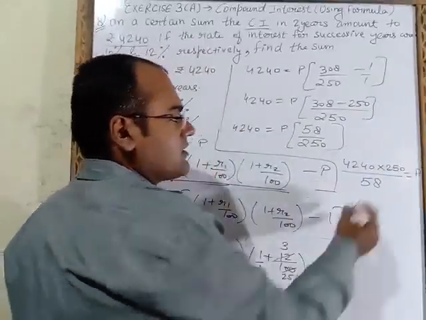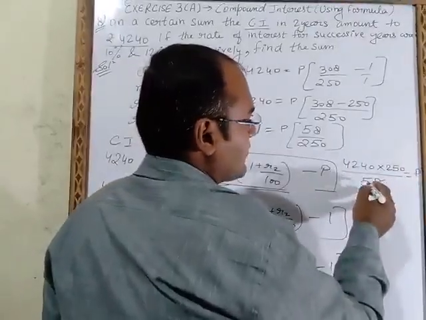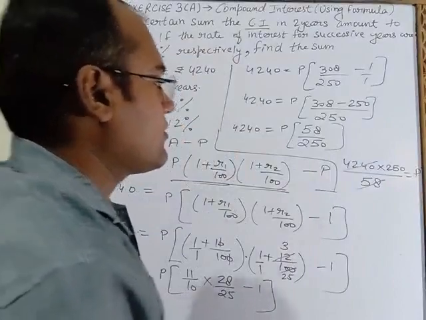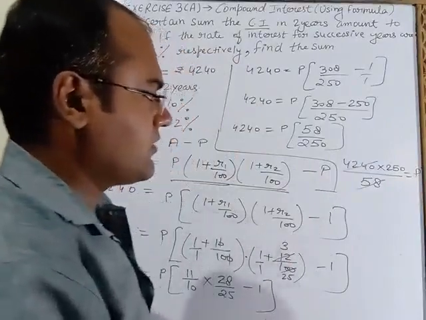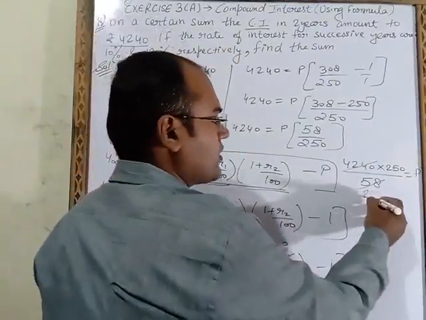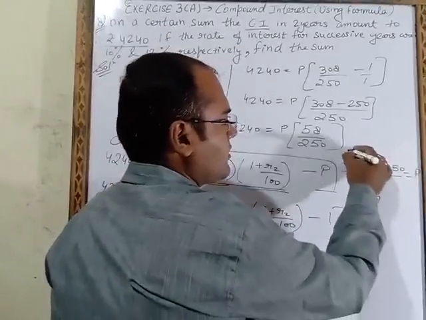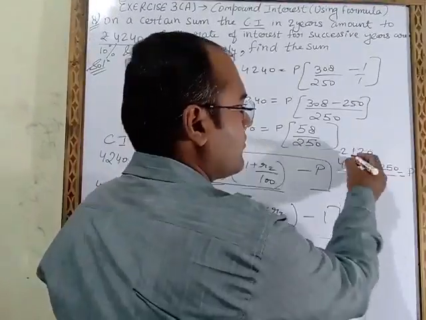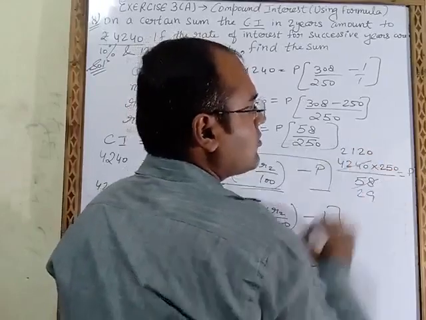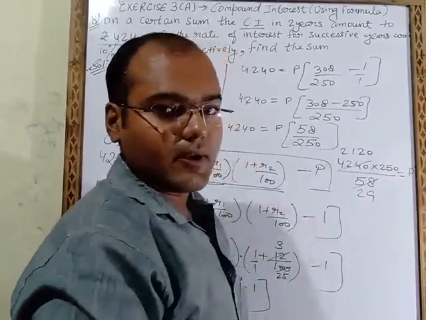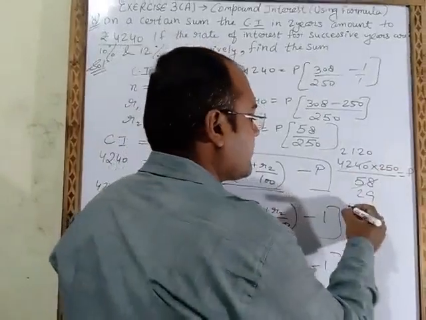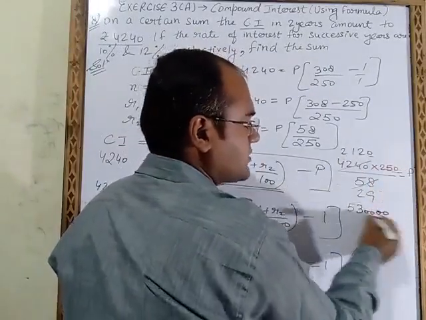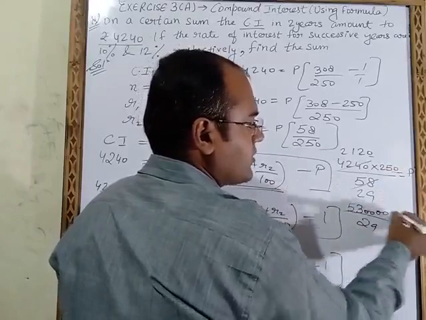Now we will cancel these numbers, 58 and 4240. We will cancel it with the table of 2. 2 4s are 8, 2 9s are 18, 2 2s are 4, 2 1s are 2. Now we will multiply 212 into 25. So on multiplying these two, we will get 5300, and these last two 0s will come at last, upon 29 is equal to P.